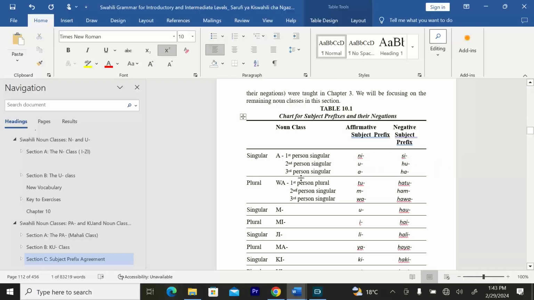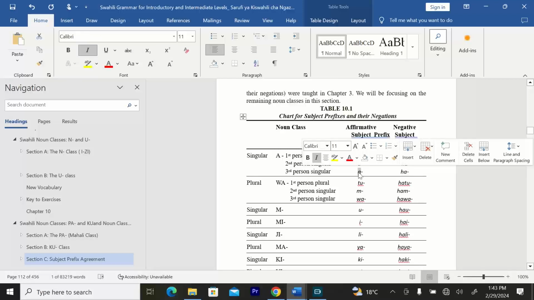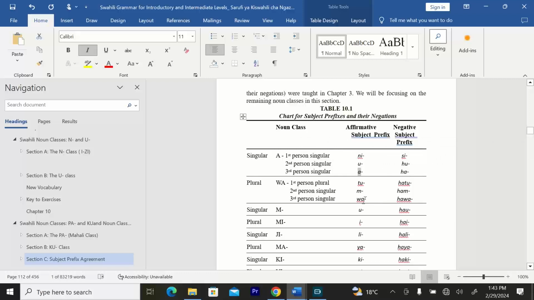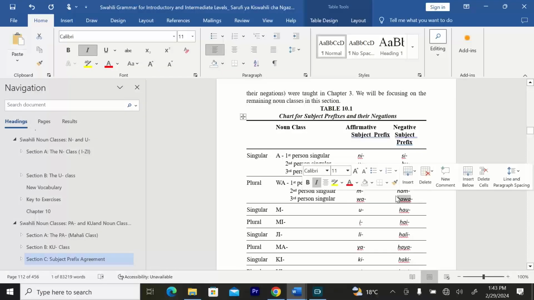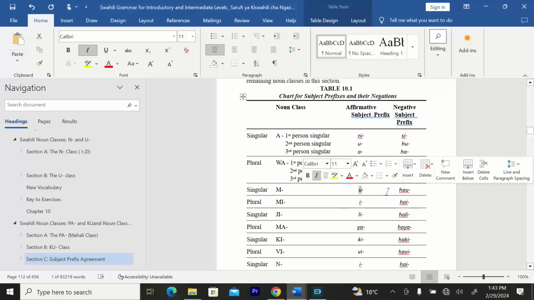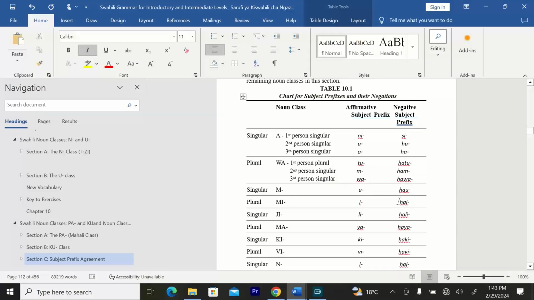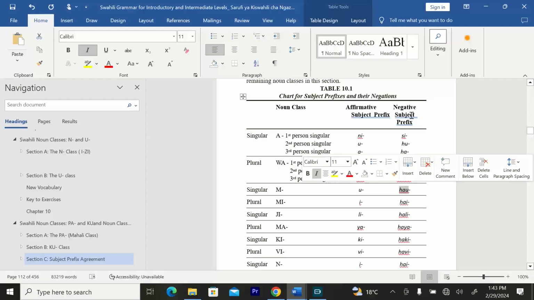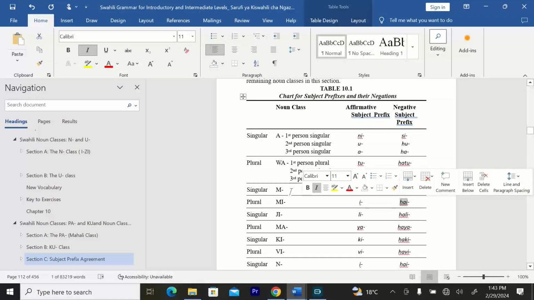Then the third person is a, affirmative subject prefix, and in plural is wa. The negative subject prefix of a is ha in singular, while in plural is hawa. Hope that is clear. Then mi. Affirmative subject prefix is u, and the plural is i. Negative subject prefix of u is hau, where in plural is hai.